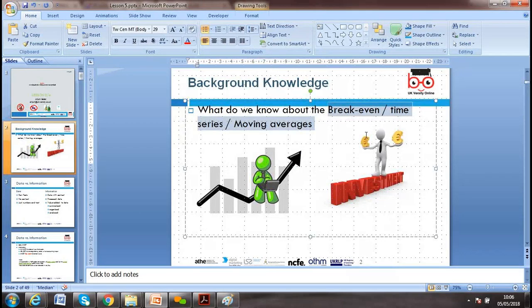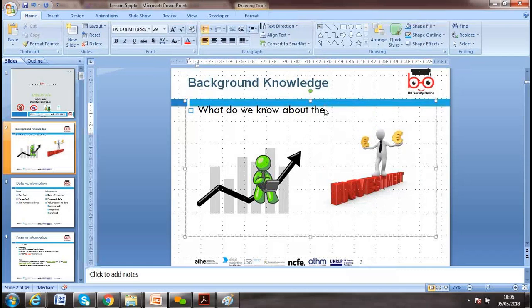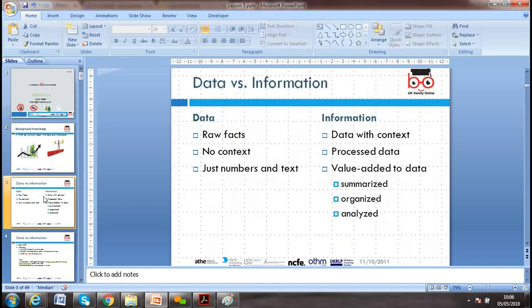So data is, I think, more specifically about numbers. It's more accurate. Information could be a simple sentence, not relating to specific numbers, or factual statements. Yes, data is raw information, raw facts, with no context, just numbers and text. Well done, you mentioned it very well.